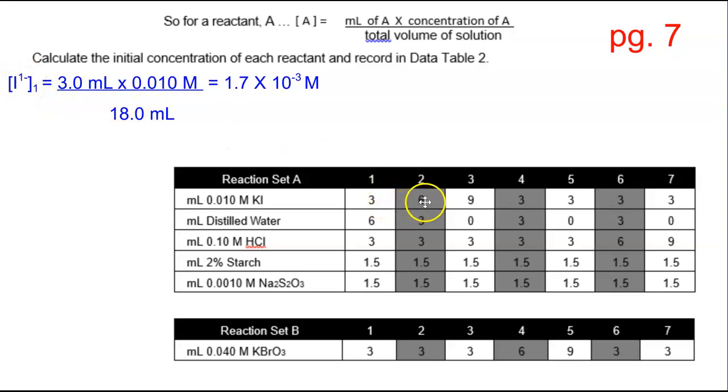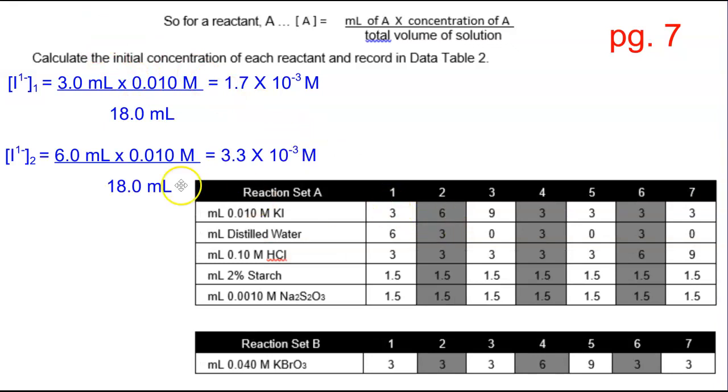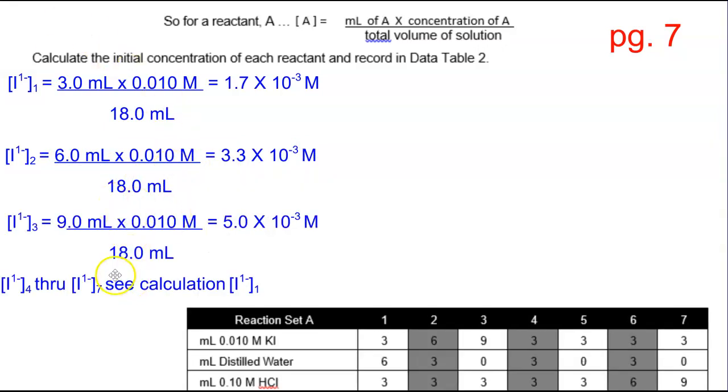And then we're going to need to do it for experiment 2 because the volume is different. So here it is for experiment 2. In this case, we had 6 milliliters of KI at 0.01 molar. And remember, since this is 1-to-1, we can say the volume would be the same. And so we're going to do 6 divided by 18, and we get this value. And then we have 9 here. So we're going to do it a third time.